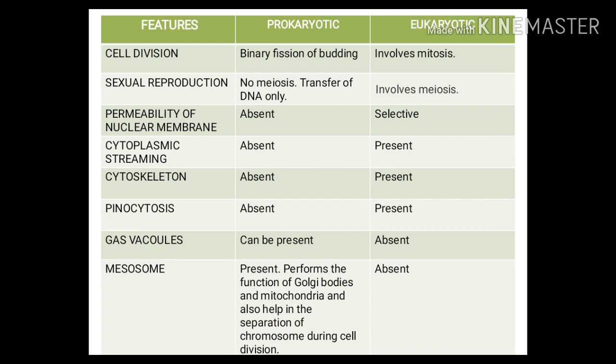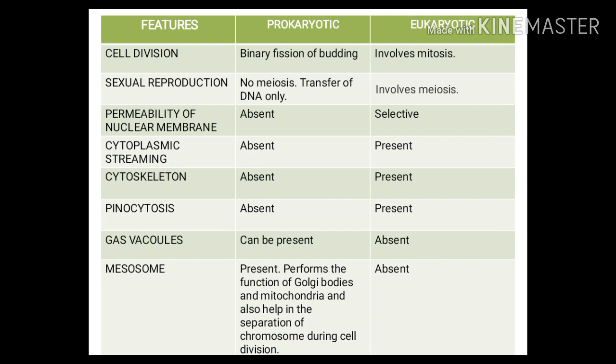The permeability of the nuclear membrane in the prokaryotic cell is absent, while in the eukaryotic cell it is selective. The cytoplasmic streaming in the prokaryotic cell is absent, while in the eukaryotic cell it is present. The cytoskeleton is also absent in the prokaryotic cell, while in the eukaryotic cell it is present. The pinocytosis is also absent in the prokaryotic cell and present in the eukaryotic cell.